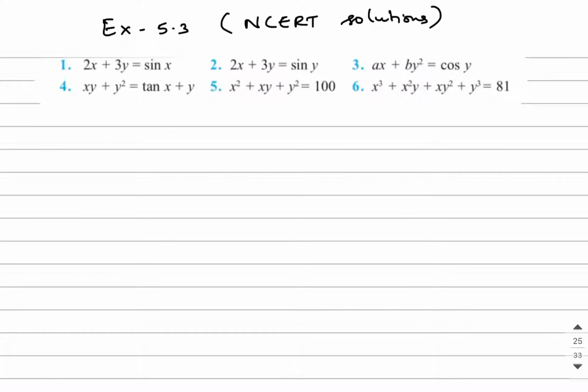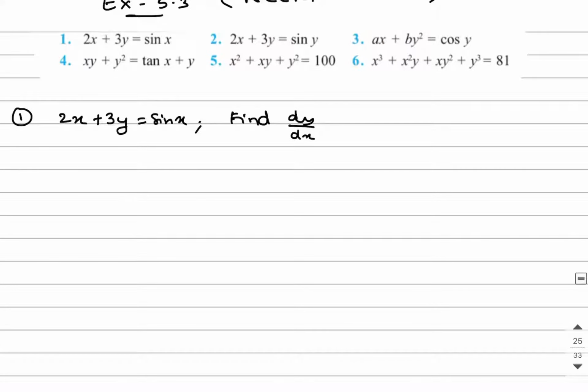Now let's look at NCERT solutions for exercise 5.3, starting with the first problem. The question is 2x plus 3y is equal to sin x. Find dy by dx. So we need to find the derivative of all these functions. So start differentiating on both the sides.